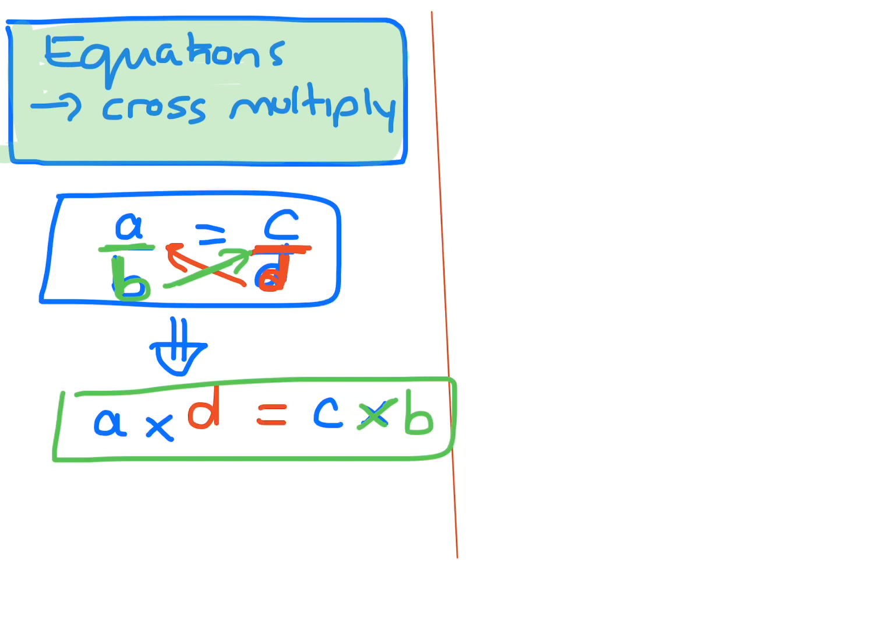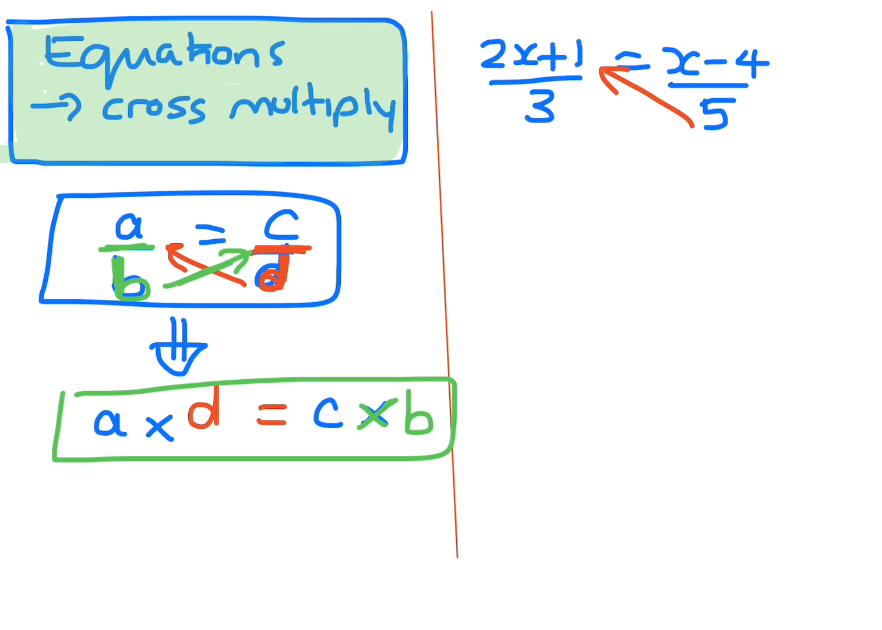So if we now apply this to something like 2x plus 1 on 3 equals x minus 4 on 5, for example, using the cross-multiplying method, the 5 will go up there and become times, and the 3 will go up there and become times, because it's going from divided by 3 to times 3, and divided by 5 to times 5, the opposite on the other side. So when we write the next line, it's 5 times.